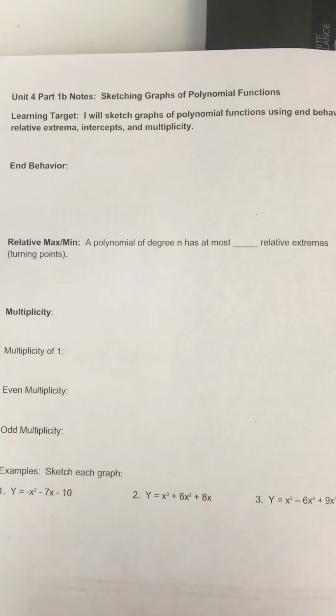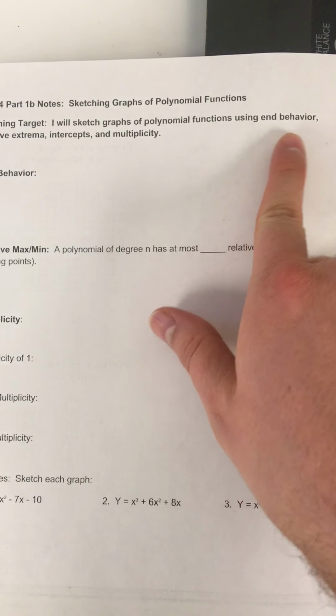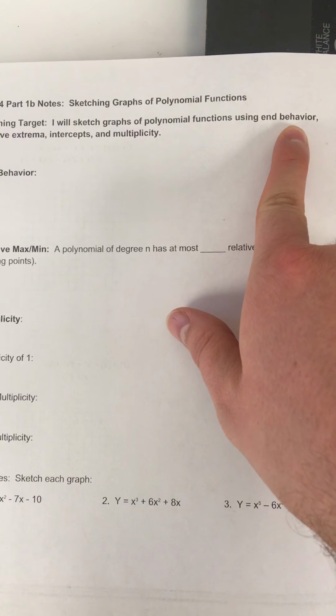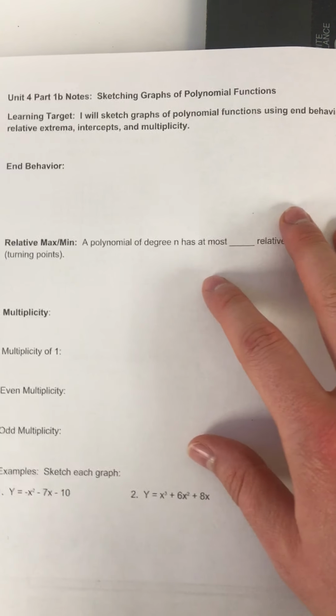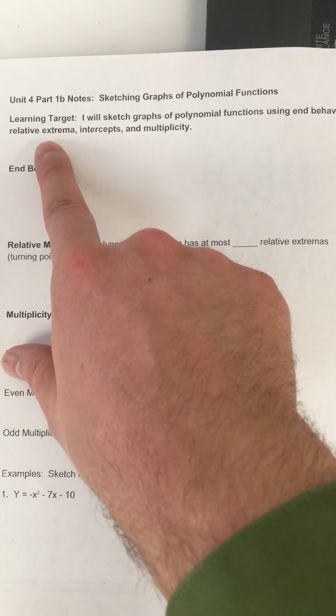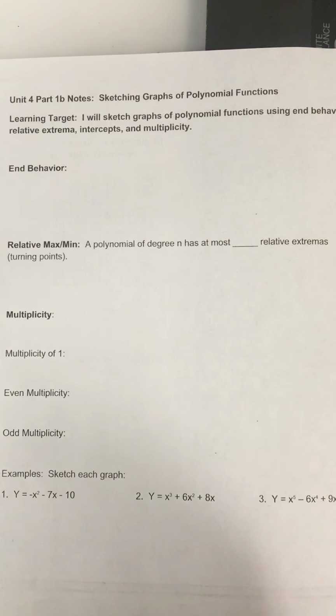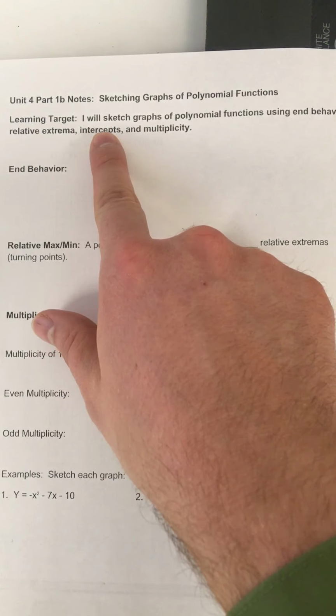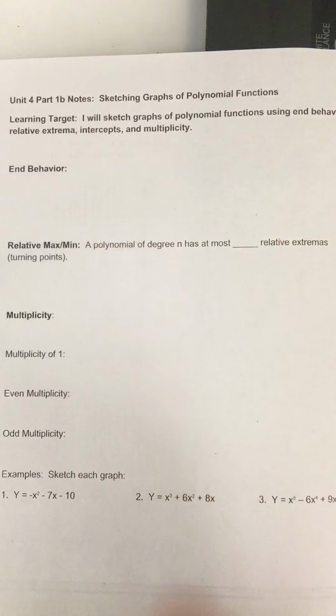We're going to be using several things. We're going to be using the end behavior, which we learned about in the last lesson. We'll be reviewing that in this video. Also, something called relative extrema. Those are turning points on the graphs. The X and Y intercepts, and also something called multiplicity.